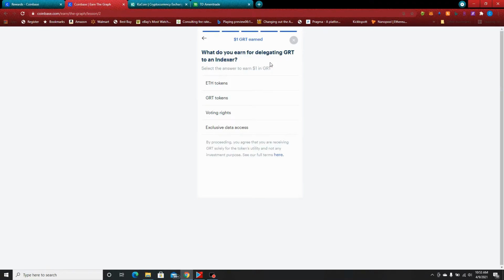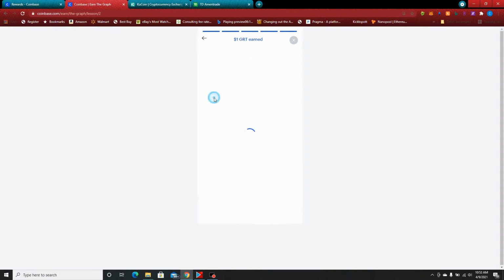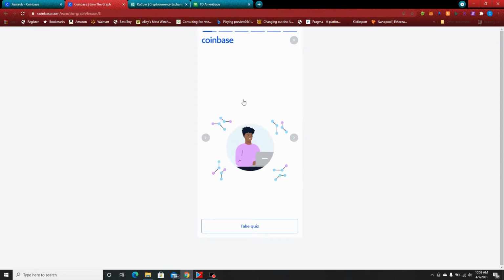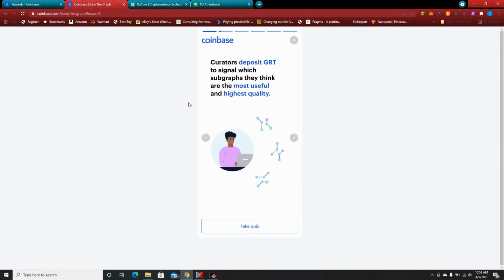So what do you earn for delegating GRT to an indexer? You earn GRT tokens. Yes, I earned another $1. Okay. And as more data gets added to the graph, how do you determine what data is accurate and useful? This is where curators come in. Curators deposit GRT to signal which subgraphs they think are the most useful and highest quality.